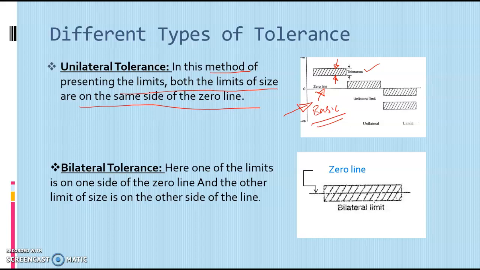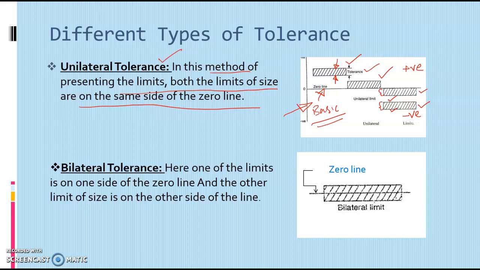If both the lower limit and upper limit lie on the same side of the zero line, as in these two cases, these tolerance bands lie at the top portion of the zero line, which is the positive side. In the other two examples, both the upper limit and lower limit, that is the top line and bottom line of these tolerances, lie below the zero line. That means both are on the negative side of the zero line. These kinds of tolerances are known as unilateral tolerances.